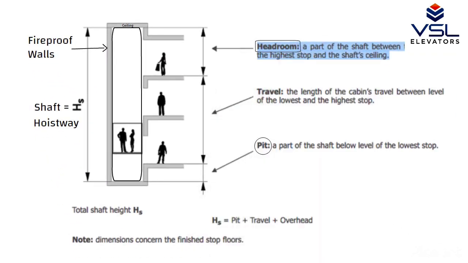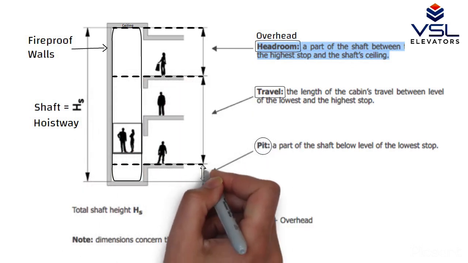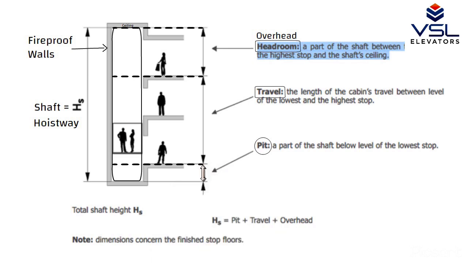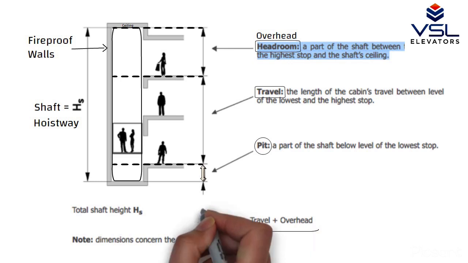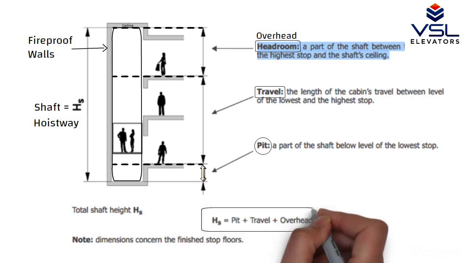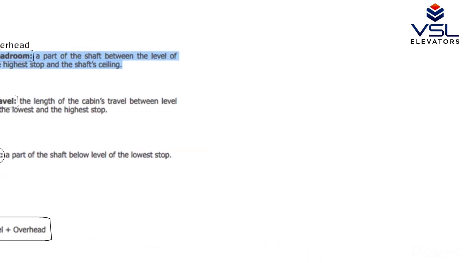Headroom. It is also known as overhead. It is a part of shaft between the level of the highest stop and the shaft's ceiling. Travel height. It is the length of cabin's travel between level of the lowest and the highest stop. Pit. It is a part of shaft below level of the lowest stop. So if we want to calculate shaft height, it is equal to pit plus travel plus overhead.